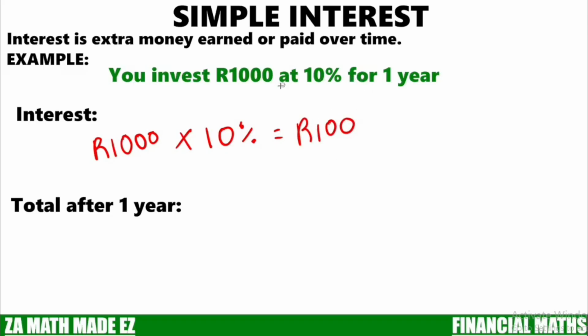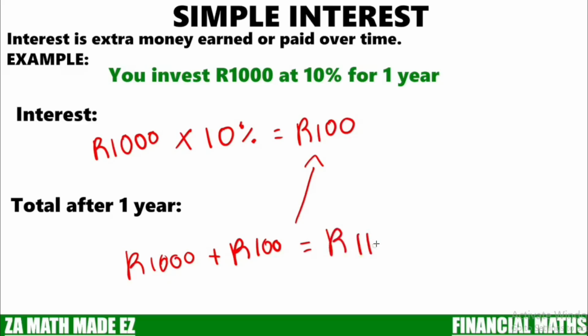And your total after a year would be 1000 Rand plus 100 Rand, just the 100 Rand that you got over a year, that is equal to 1100 Rand. Simple interest is only calculated on the original amount. Remember, simple interest is only calculated on the original amount.